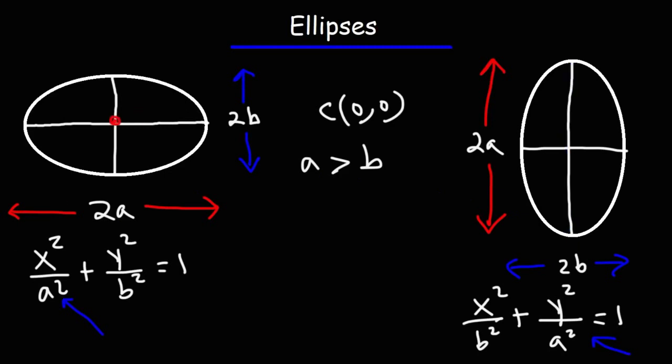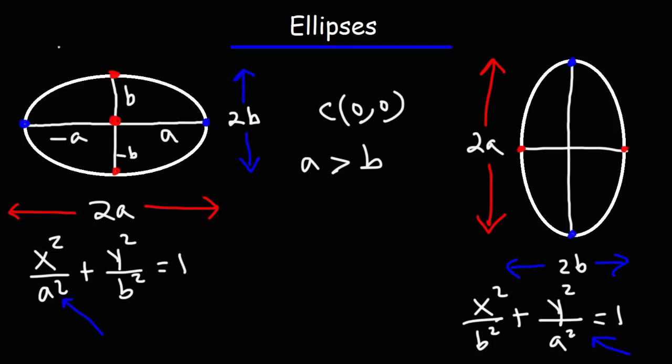So let's say this is the center. This is going to be positive a, or just a, and this is negative a, this is b, and this is negative b. So here are the major vertices, and these two points represent the minor vertices. For the graph on the right, here are the major vertices, and here are the minor vertices.